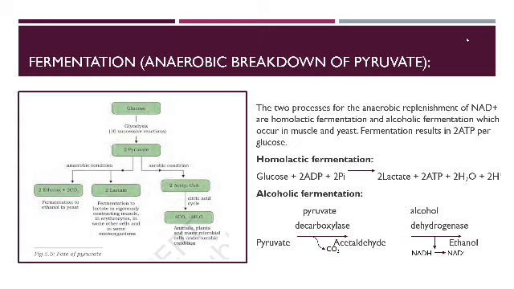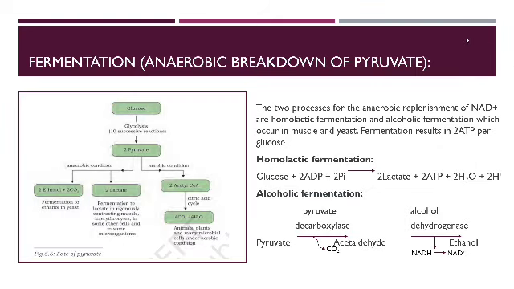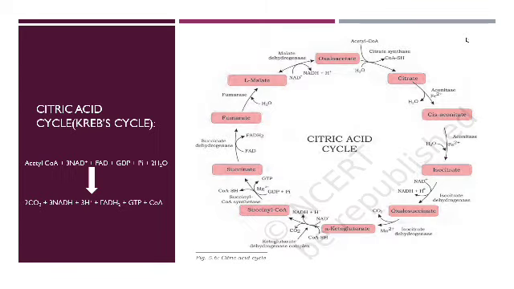Fermentation results in 2 ATP per glucose, meaning one molecule of glucose produces 2 ATP, so if there are 10 glucose, then 20 ATPs, like that. Now the citric acid cycle, the aerobic process, if there is presence of oxygen. First, pyruvic acid is converted into acetyl CoA. Then from acetyl CoA, it converts to citrate with the help of the enzyme citrate synthase.